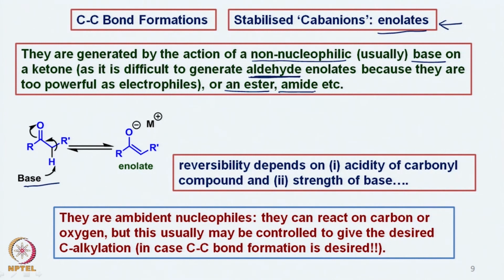Now these ketone and the enolate are reversible. Reversibility depends on the acidity of the carbonyl compound and the strength of the base. Obviously, if this hydrogen is very acidic due to the electron withdrawing nature of, say, R prime or even R, that can affect the electrophilicity of this carbonyl group, and thus the acidity of this hydrogen would vary depending on what substitutions we are putting around.